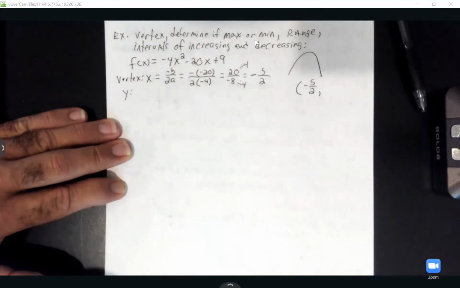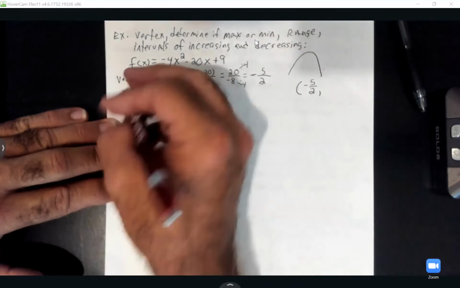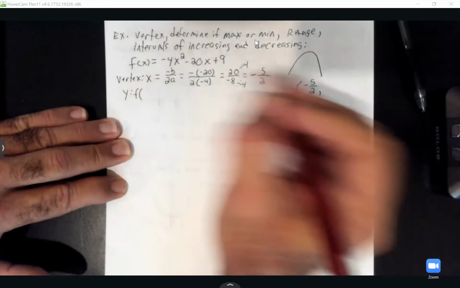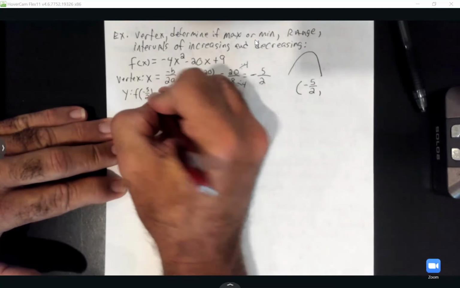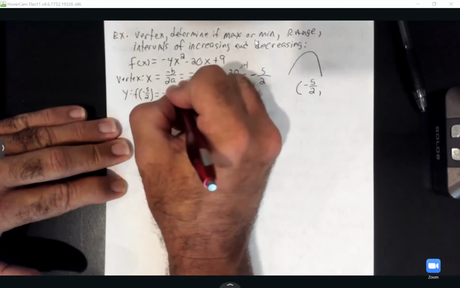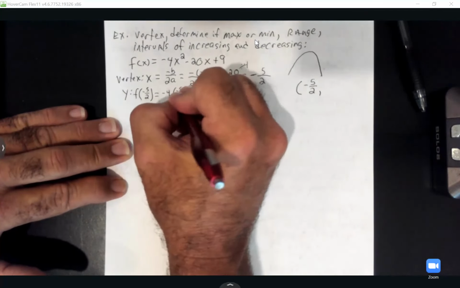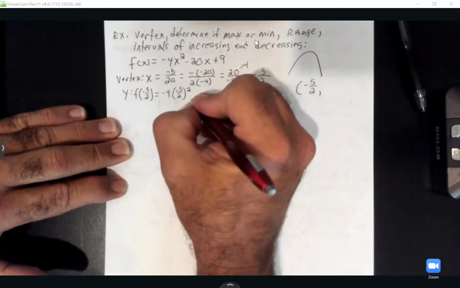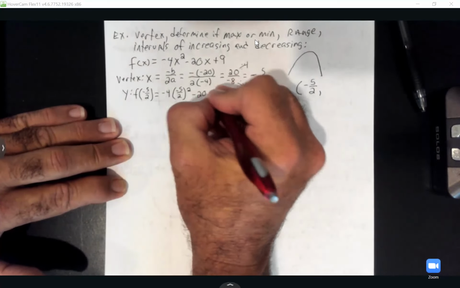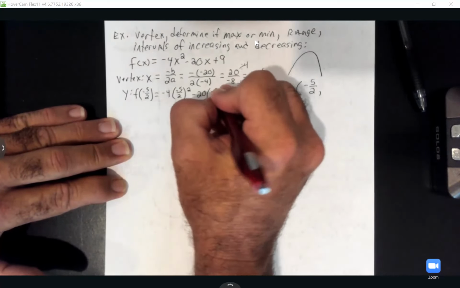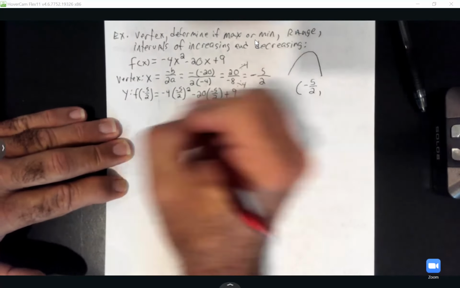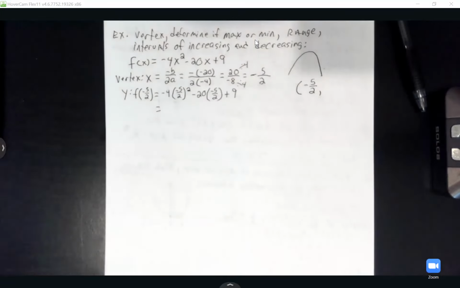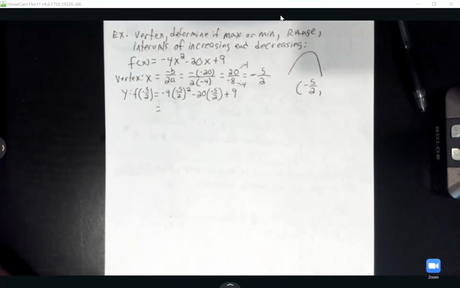And the y value, I'm probably going to plug in on my calculator because I'm finding f of negative 5/2. That's going to equal negative 4 times negative 5/2 squared minus 20 times negative 5/2 plus 9. All right, I'm going to plug that one into the calculator.